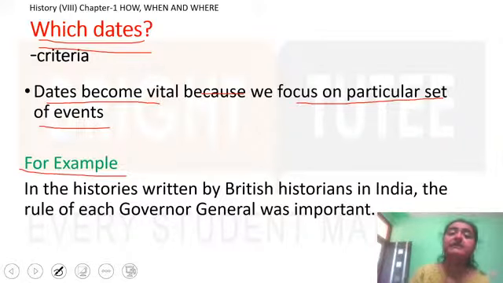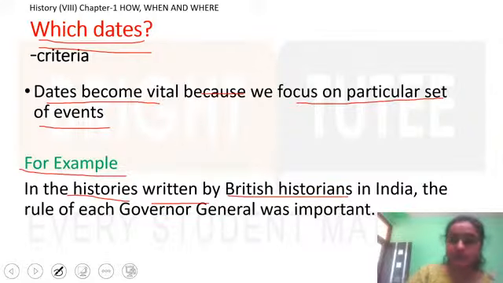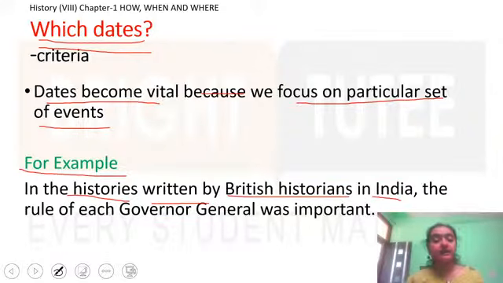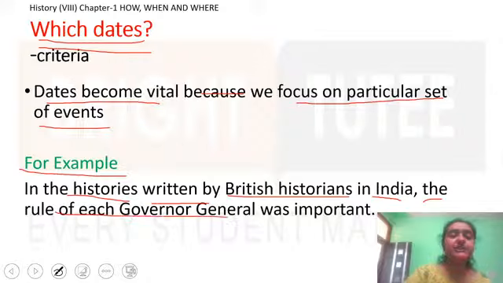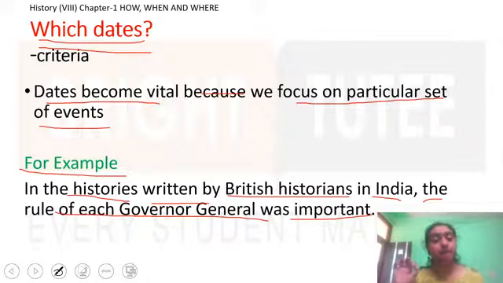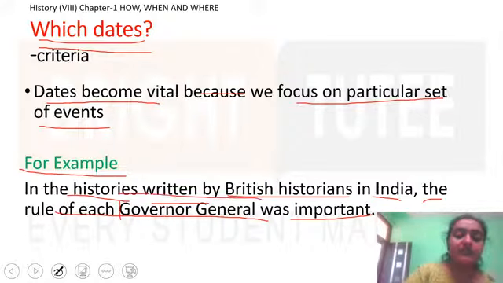The example taken here is of British historians. In the histories written by British historians in India, the rule of each governor general was important.